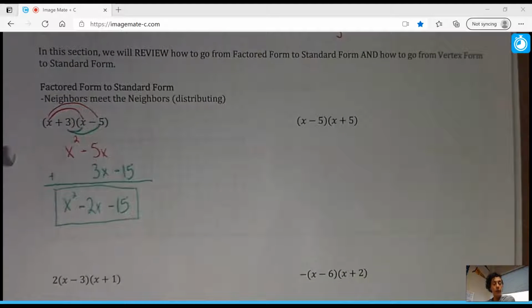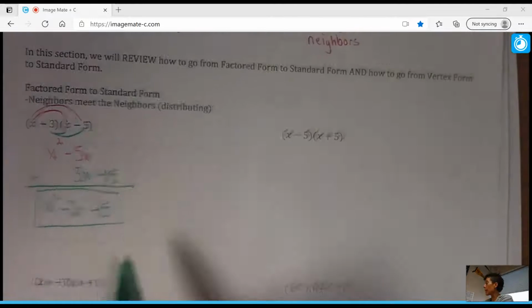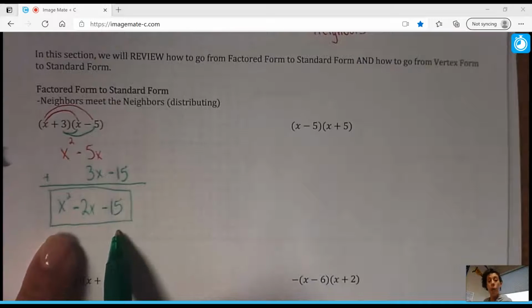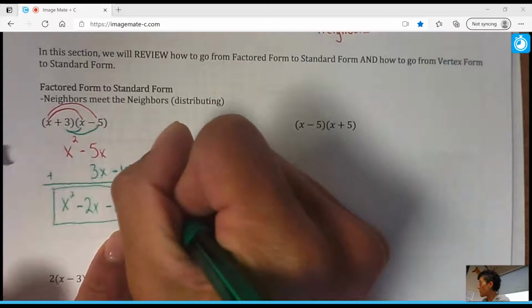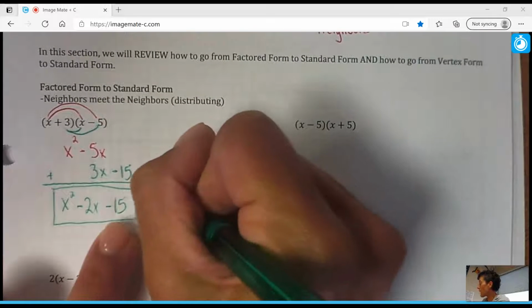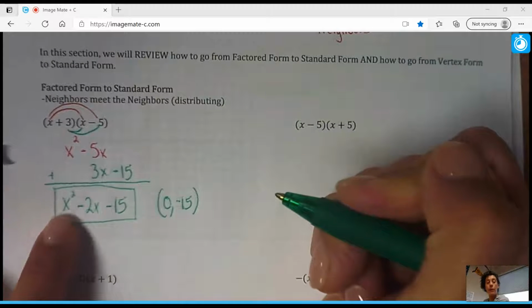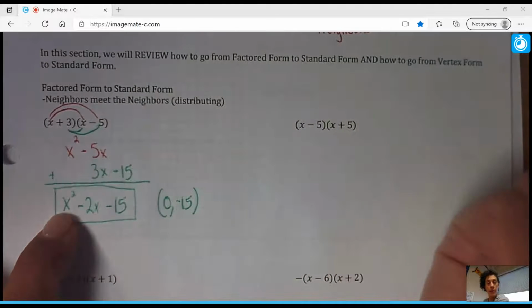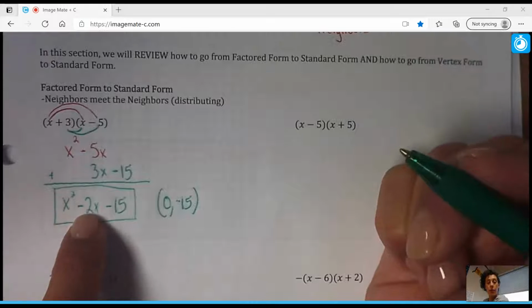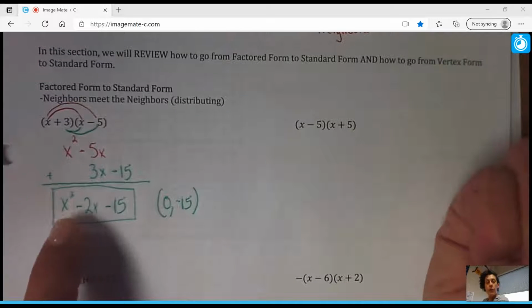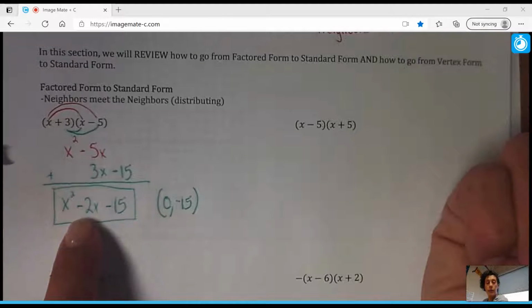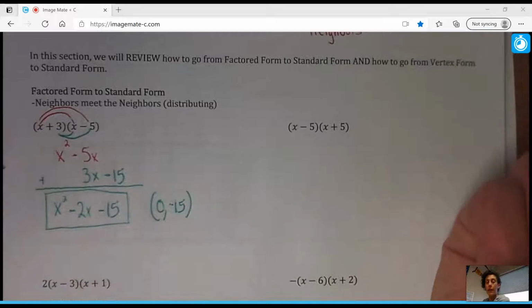So just a little bit of review, because we are going to be graphing soon. Remember, in standard form, you can see the y-intercept. All y-intercepts are when x is 0, and your y-intercept is this negative 15. And that just happens because if I put 0 in here, into this term, 0 squared is 0. If I put 0 into this term, 2 times 0 is 0. So you end up with 0, take away 0, take away 15, which is that negative 15.